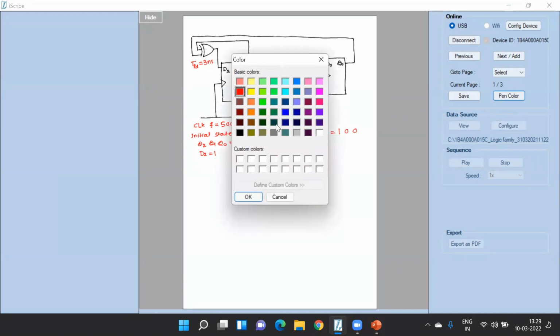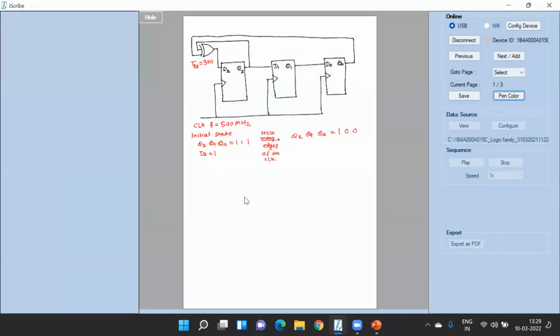Let me take a different color pen. Here, let me draw the clock first so that we can explain nicely. My clock frequency F is 500 megahertz. As we know, the time of one cycle T equals 1 by F, which means 1 by 500 megahertz. Writing it this way, 1 by 500 into 10 power 6, which comes to 2 nanoseconds. So my time of each cycle is 2 nanoseconds.